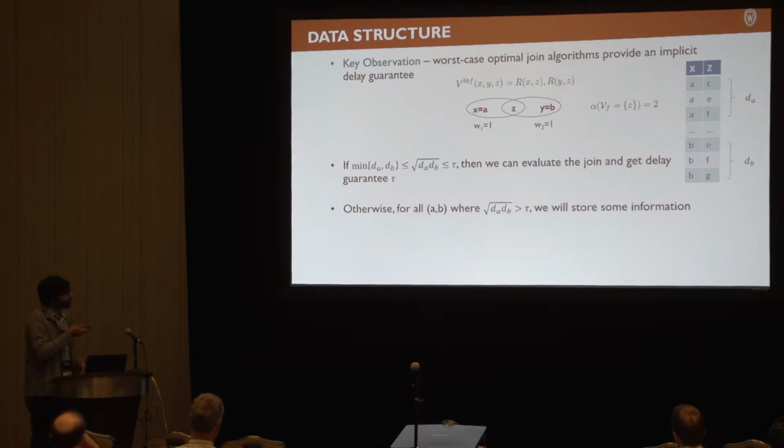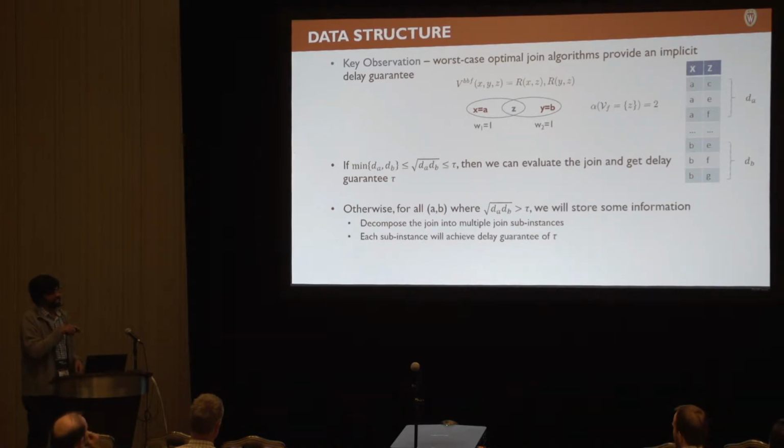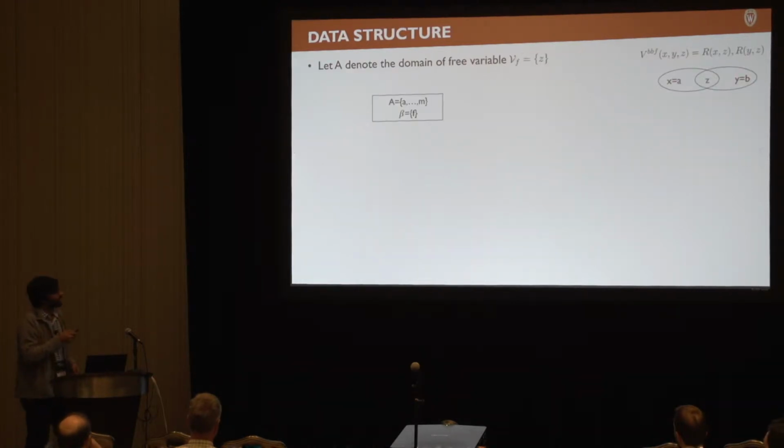So what I will do is the following. We will decompose the join for all input AB where the square root of dA dB is greater than tau. We will decompose the join into multiple join subinstances. Each subinstance will achieve a delay guarantee of tau, and then we will build a binary tree that will help guide the execution of the query. So it will help us find the right instances where we need to evaluate the join. So let's see how we can construct that.